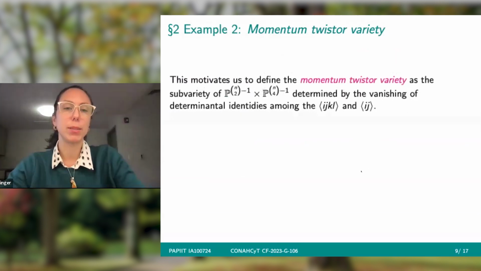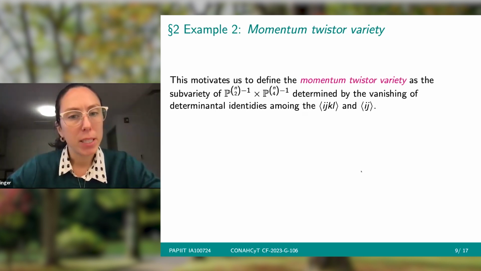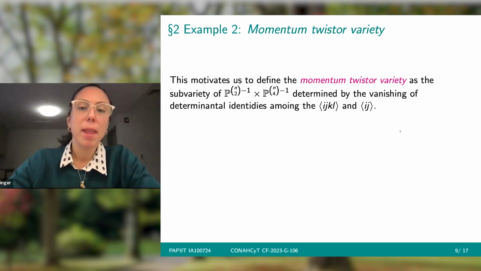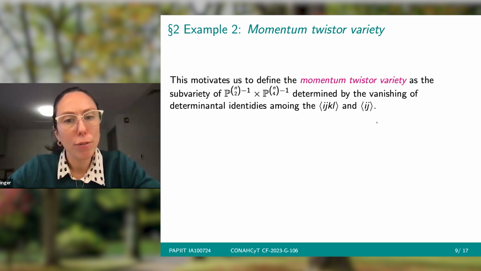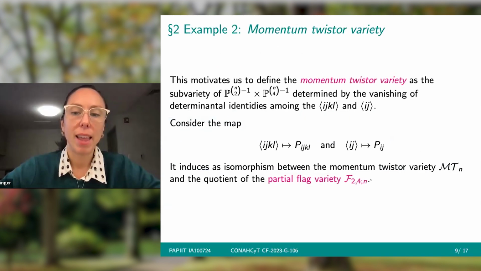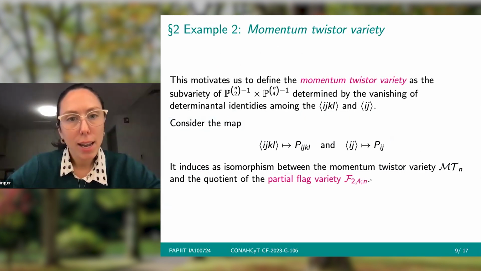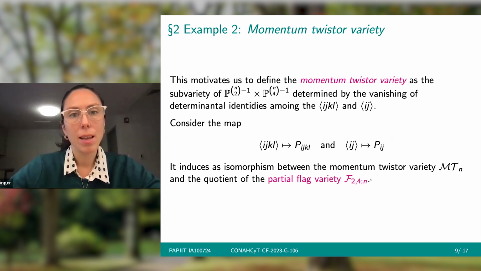Then what I will do here is, motivated by this model, I define the momentum twistor variety. I will define it as a subvariety of a product of 2 projective spaces, and I will define it as the vanishing set of all the determinantal identities I can observe between these 2 sets of minors. And then it's not hard to see that the identities I get are exactly those that were satisfied by a partial flag variety with dimensions 2 and 4 in C to the n. So this is another way how to get to a partial flag variety using momentum twistors.